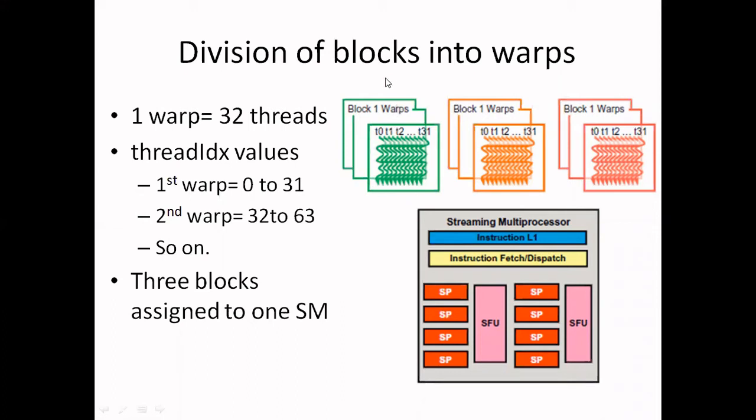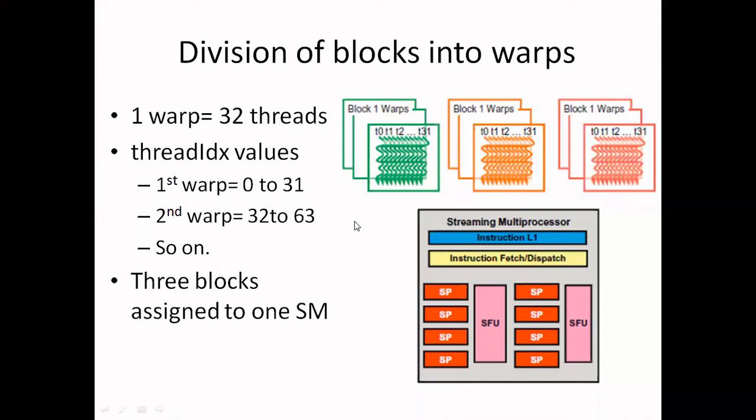So let us assume this first block. In this first block we have so many threads. We are dividing it into groups of 32, and we call this the first warp. The threads from 0 to 31 are in the first warp, 32 to 63 are in the second warp, and so on. So in one block we have multiple warps. Similarly, each block has multiple warps.